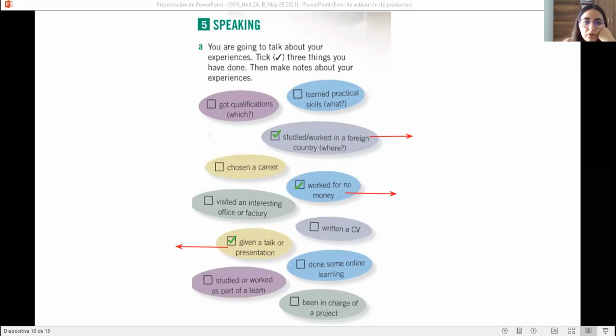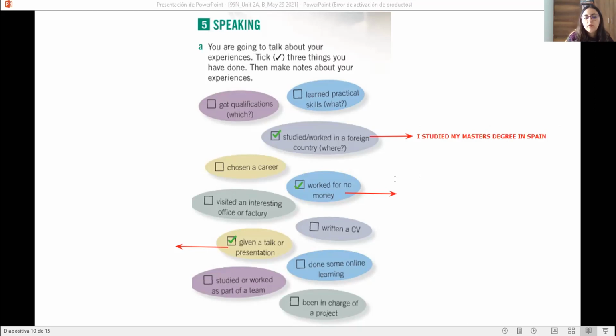So for example, I chose the first one. Think about the time you studied or worked in a foreign country. So I studied, let's say I studied my master's degree in Spain, let's say. So here I'm remembering something that happened. You can use past simple or you can use present perfect. It doesn't matter.